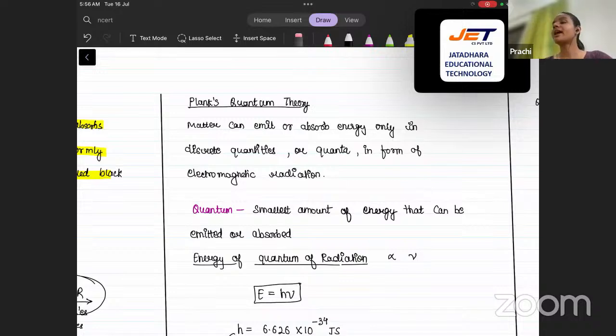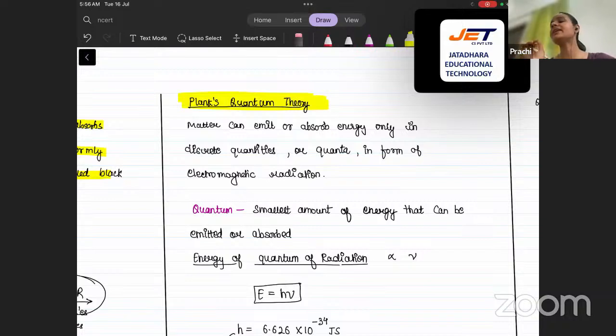So from here, the very interesting concepts of modern physics begin. This is basically a part of physics which we are learning in chemistry, so we'll be focusing on the part which is important for us in chemistry. From here, the era of quantum mechanics began, right? These observations could only be explained by the scientist Max Planck, and for this he was also awarded the Nobel Prize.